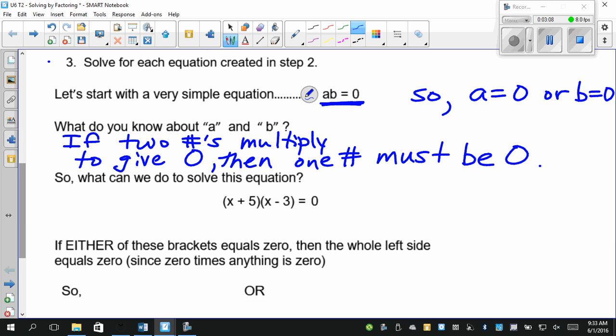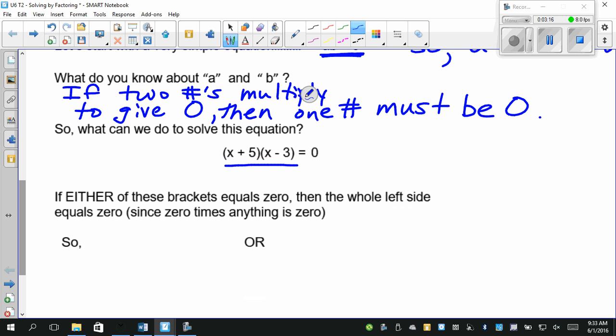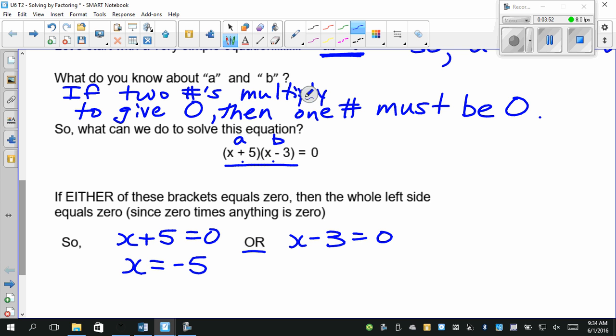So here's an example. This quadratic equation is already factored for us here. It's like this first bracket is our a, and this second bracket is our b. If these 2 brackets multiply together to give 0, then either the first bracket equals 0 or the second bracket equals 0. So down below here, I can write x plus 5 equals 0, or x minus 3 equals 0. Now I want to know what value of x makes both things 0, so I just solve each of these equations. That means that x is equal to negative 5, or x is equal to 3.